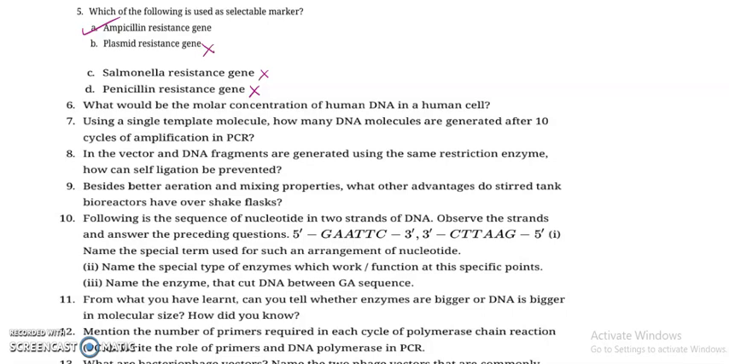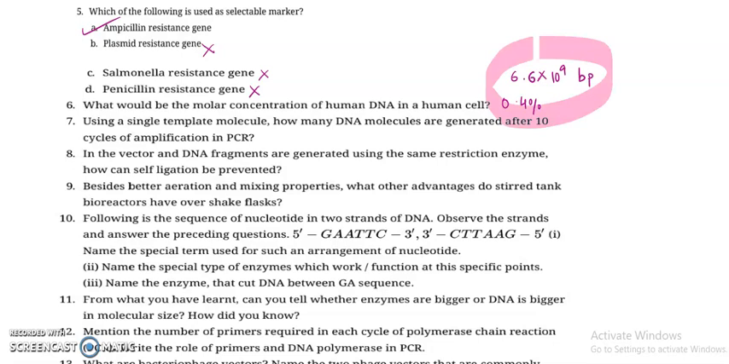What would be the molar concentration of human DNA in a human cell? So it is 0.4%. This you need to learn, and they have mentioned in chapter number 6 that it is approximately equal to 6.6 into 10 to the power 9 base pairs. Okay, so please do learn this.